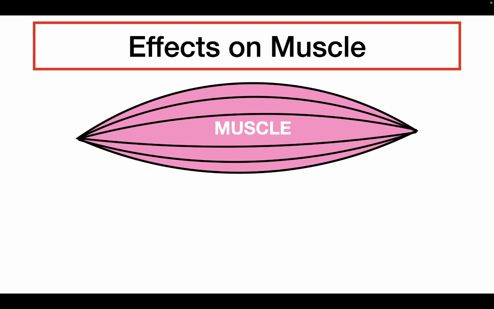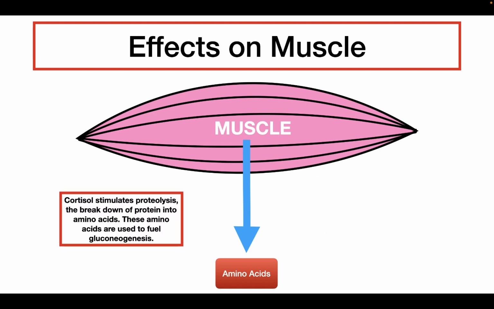So cortisol can also have effects on muscle. So cortisol can actually increase proteolysis. And remember that proteolysis is the process of hydrolyzing protein into amino acids. These amino acids are then used to fuel gluconeogenesis by the liver.